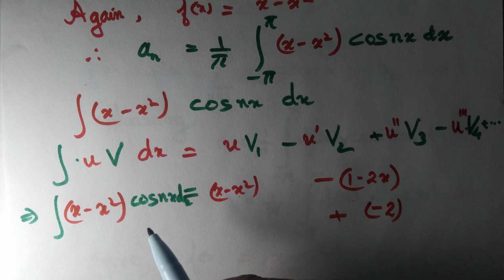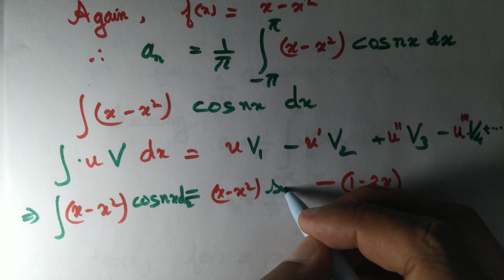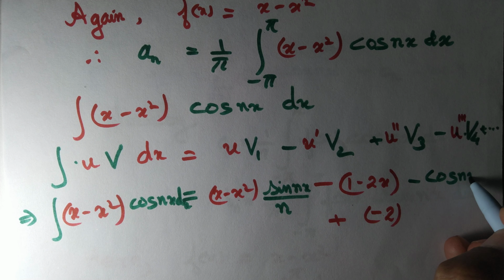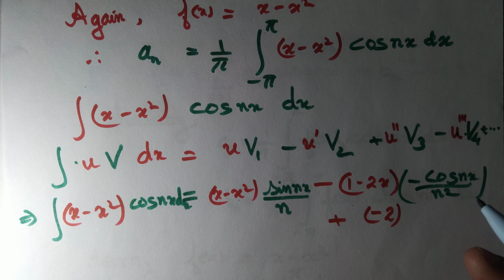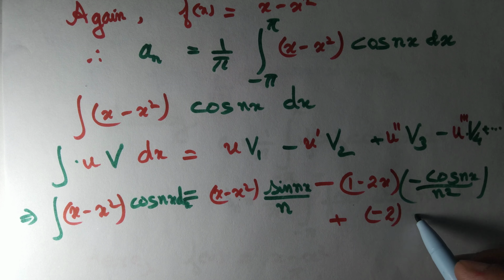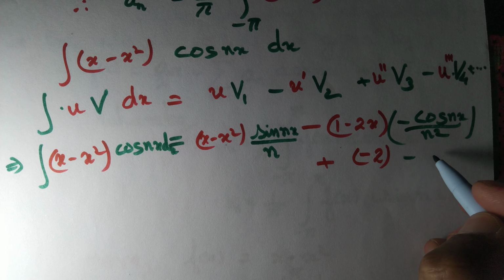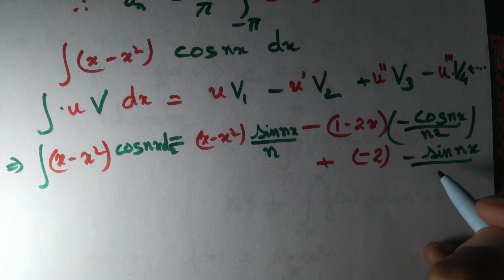Now v1, the integral of cos nx, is sin nx/n. v2, the double integration: the integral of sin nx is -cos nx/n, but we have one more n here, so n². Again, the third integral: if you integrate cos nx, you will get sin nx/n, but we have n² as well, so n³.